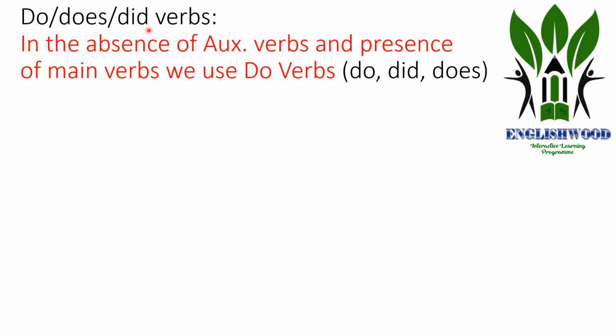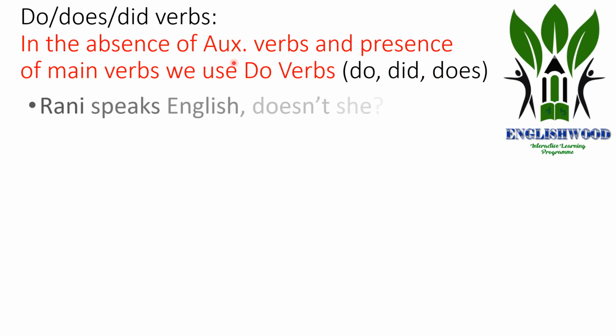So do, does, did verbs. Look at these examples. In the absence of auxiliary verbs and presence of main verbs, we use do verbs. Do verbs are do, did, does. Okay, do means do, did, does.